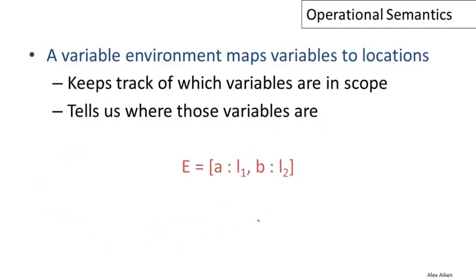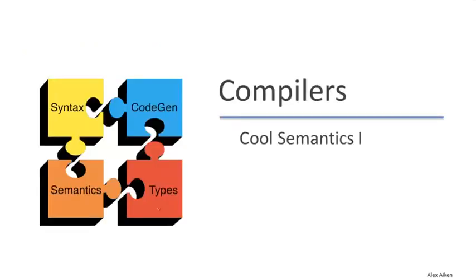So now let's talk about the notation that we're going to use for writing down the environment and the store. So as we said, the variable environment maps variables to locations, and we're going to write that out in the following way. We're going to just have it as a list of variable and location pairs separated by a colon. So this environment, for example, says that variable a is at location l1.